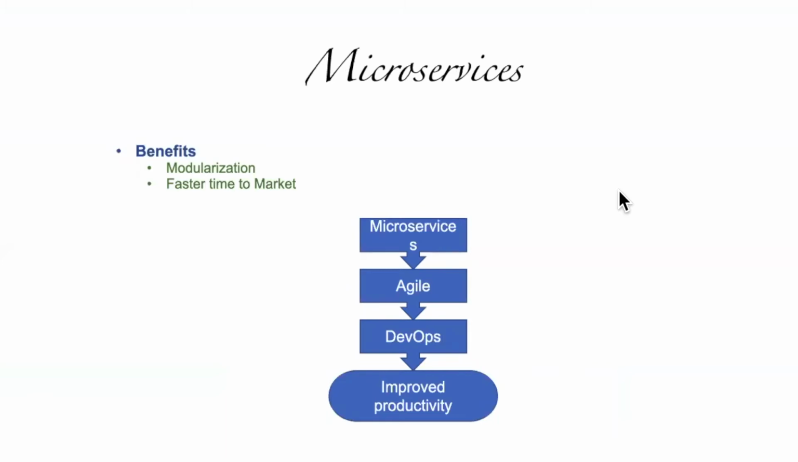The next one is faster time to market. Since we are talking about smaller modules, they can be worked on in parallel, they can be deployed as a single unit, scalable, bringing agility, and they are easy to adapt to DevOps. So with all of them, of course, we will get better productivity and we will be faster to market.